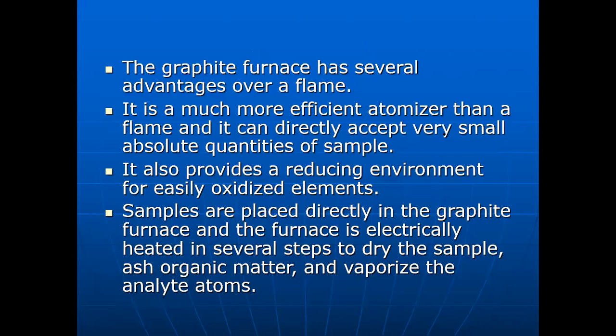This is called the atomizer. The graphite furnace has several advantages over the flame. It is a much more efficient atomizer than the flame, and it can directly accept a very small absolute quantity of sample. It also provides a reducing environment for easily oxidizing elements. Samples are placed directly in the graphite furnace, and the furnace is electrically heated in several steps to dry the sample, ash organic matter, and vaporize the atoms.